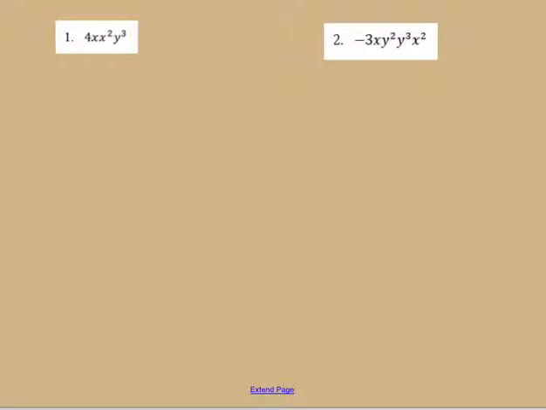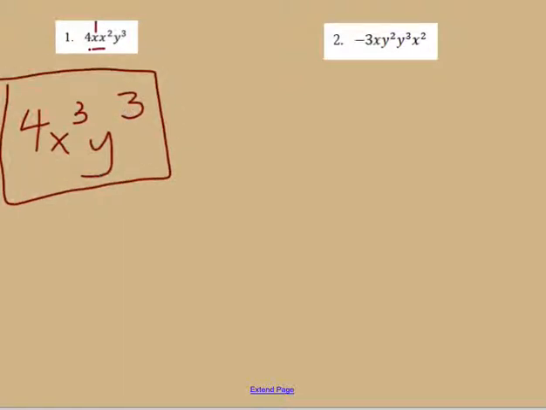Take a look at number 1. First of all, remember, if there's no exponent, the exponent is 1. If there's no other coefficient involved, we're just going to keep that coefficient where it is. And now we need to multiply our x's. X to the first times x squared. When they both have x's, we can add their exponents when they're being multiplied. So x to the first times x squared, you add those exponents and you get x cubed. Now there's no other y, so that y is going to stay y cubed. And this right here is your final answer.